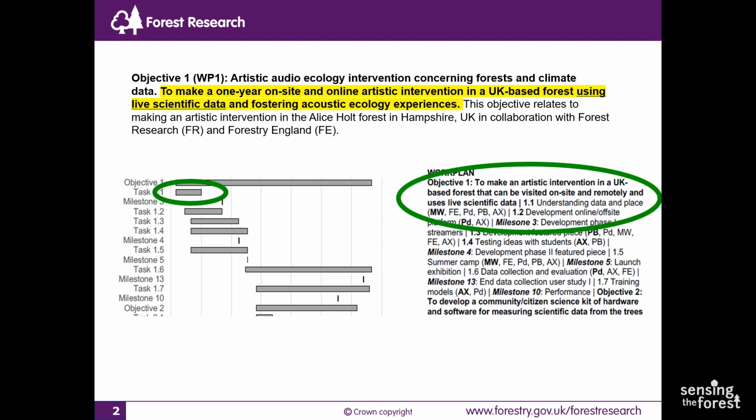And for those involved with the project, we're right up here in task 1, objective 1 of work package 1, which is to make an artistic intervention in a UK forest that can be visited on site or remotely and uses live scientific data. And the objective that we want to achieve today is highlighted in 1.1, which is really to understand the data and play. So that's what I hope to do. We can just give you a sense of some of the data streams and a little bit of a sense of the place where we collect those data.